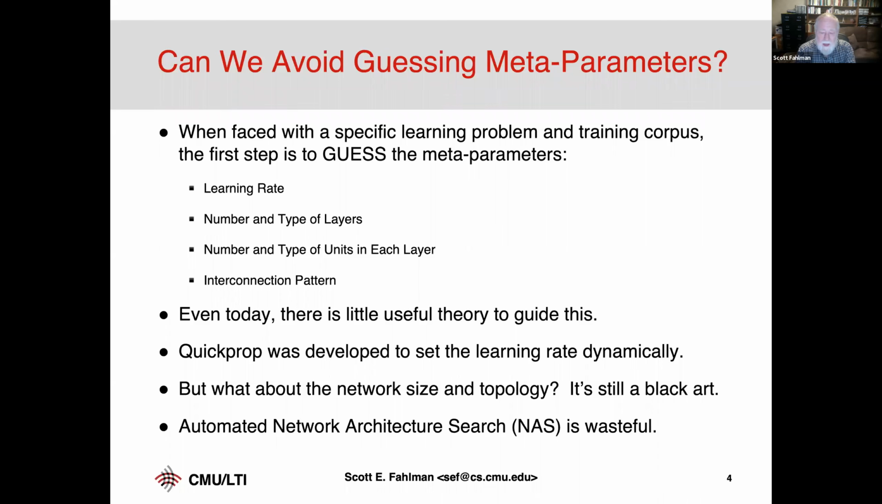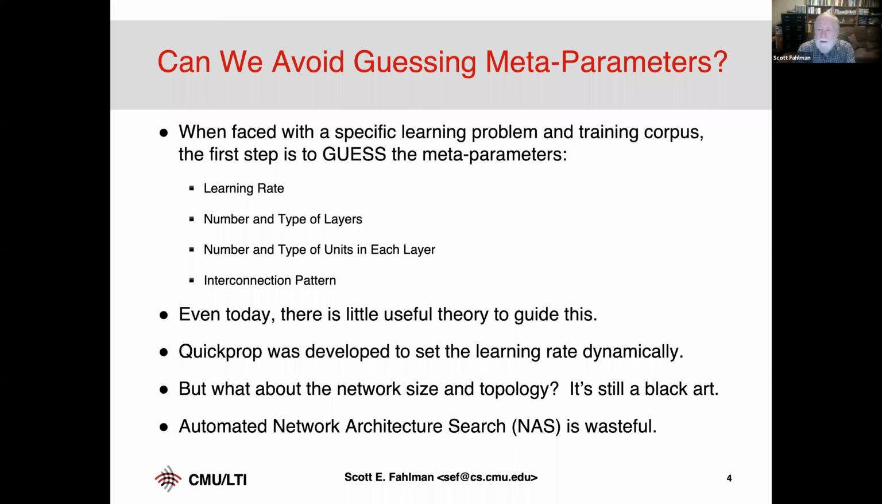But there are other things you have to guess, and the big one is the network size and topology. As I said, it's still a black art. Right now, there are a lot of people in the neural network world working on automated network architecture search, NAS. And the idea is to have genetic algorithms or any number of other things to try a bunch of different networks and train them up. And then if you're getting good progress on one of those, you look at similar networks, and it's all automated.